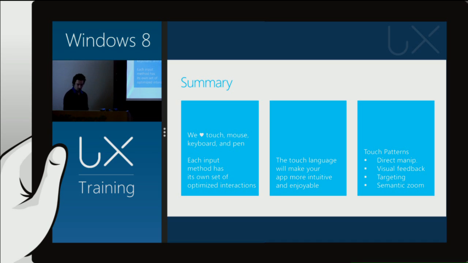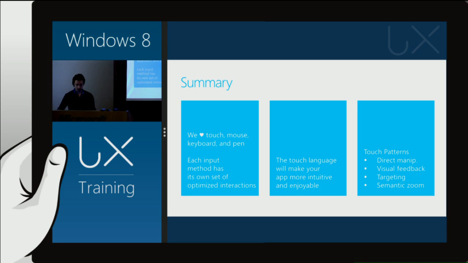So just a very quick summary. Think about touch, mouse, keyboard, and Pen when you're designing your app. Design touch first, but make sure that mouse and keyboard are all great. And we really want to optimize for each input method.